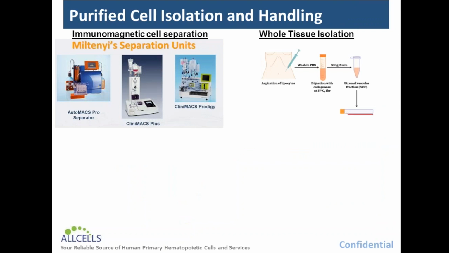Firstly, at AllCells, cell populations are purified via immunomagnetic separation techniques and also whole tissue isolation protocols. In our industry, Miltenyi, AutoMACS, and CliniMACS are regularly used to purify hematopoietic cell populations from peripheral blood, mononuclear cells, and bone marrow. Additionally, whole tissue isolation is used to target primary cell types not found in the blood and lymphatic systems, such as endothelial cells, epithelial cells, adipose stem cells, fibroblasts, etc. For example, isolating adipose stem cells from the stromal vascular fraction via collagenase in culture.